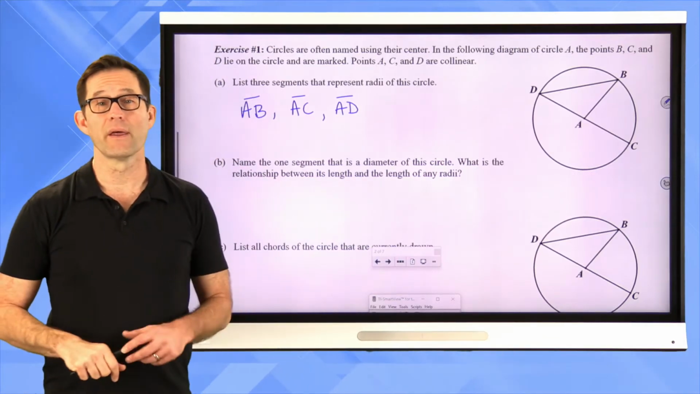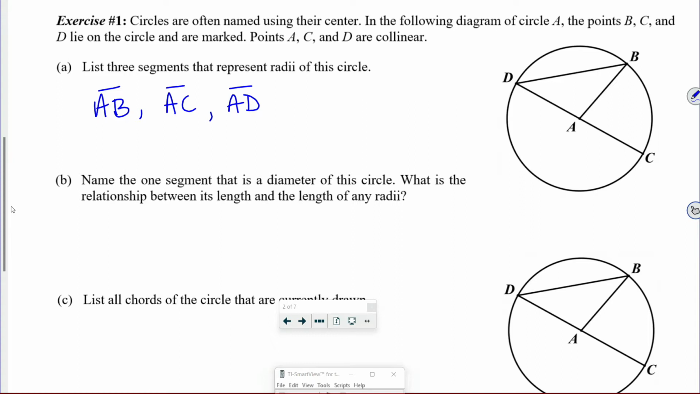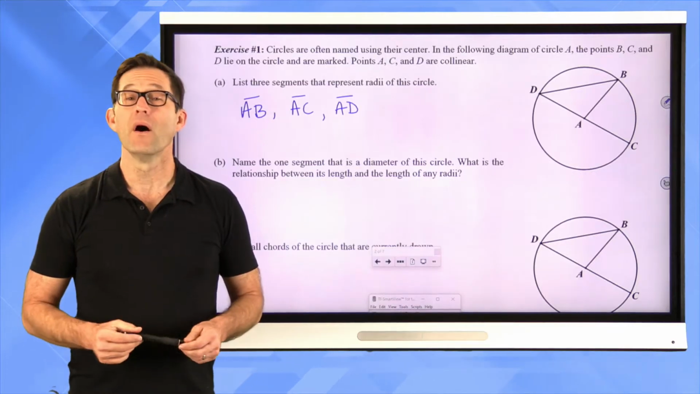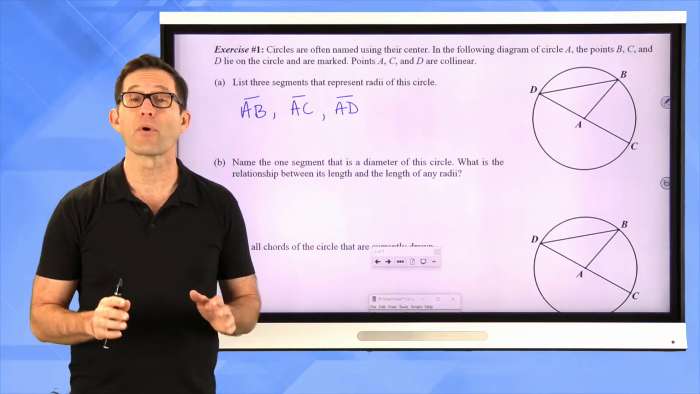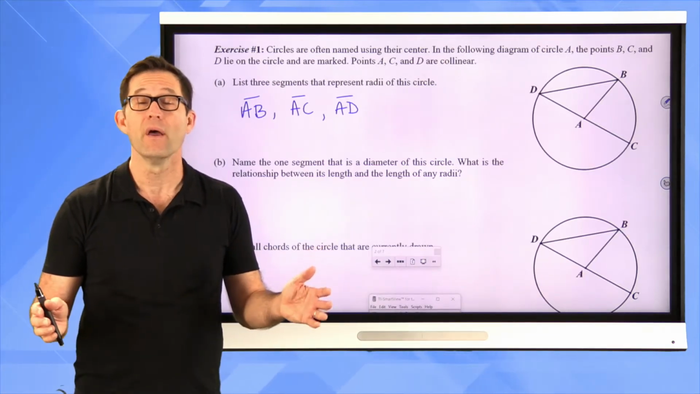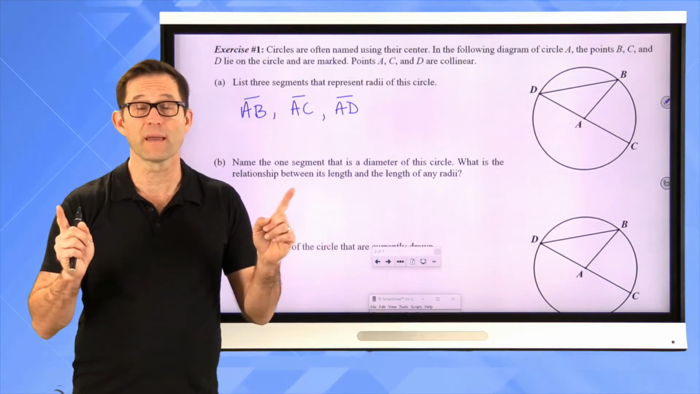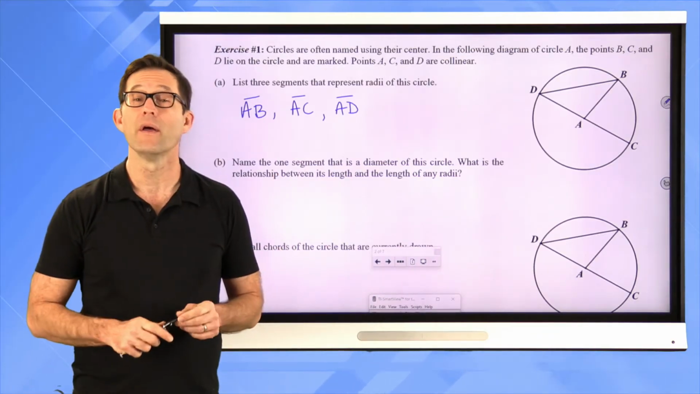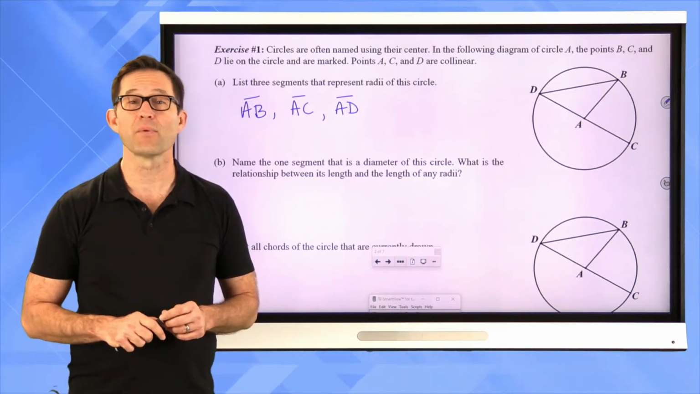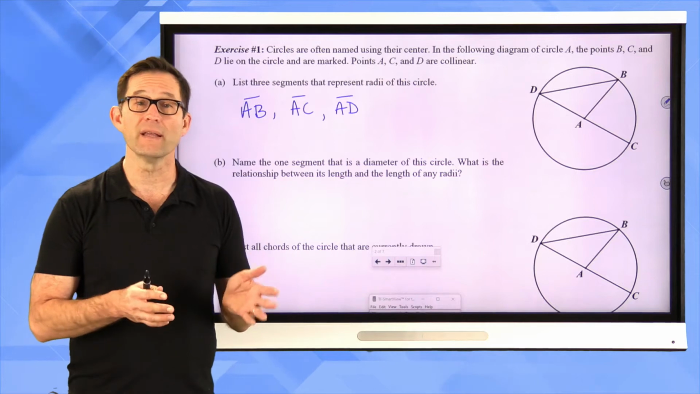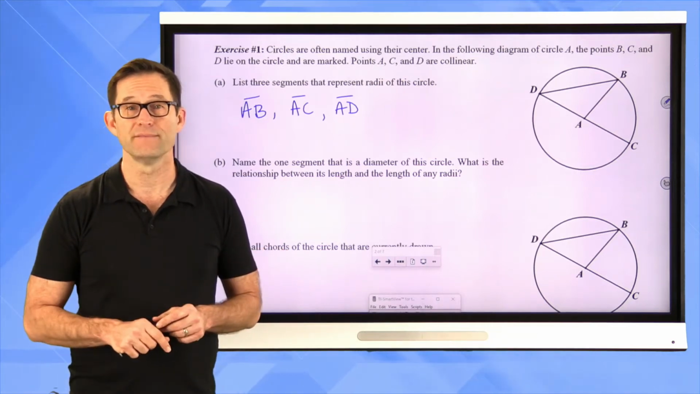All right, let's take a look at letter B. Name the one segment that is a diameter of this circle. What is the relationship between its length and the length of any radii? Okay, there is one segment here that's a diameter. And remember, a diameter is just a special case of a chord. It's a segment that's got its endpoints both on the circle, but that passes through the center. Go ahead and write down the name of the diameter and then explain what the relationship is between its length and the length of any of the radii.